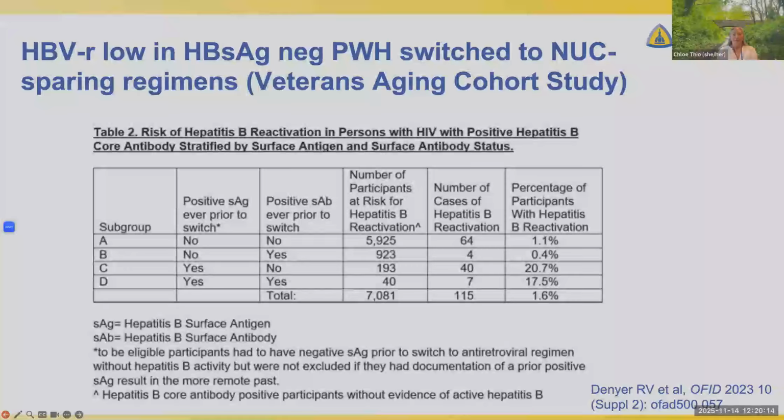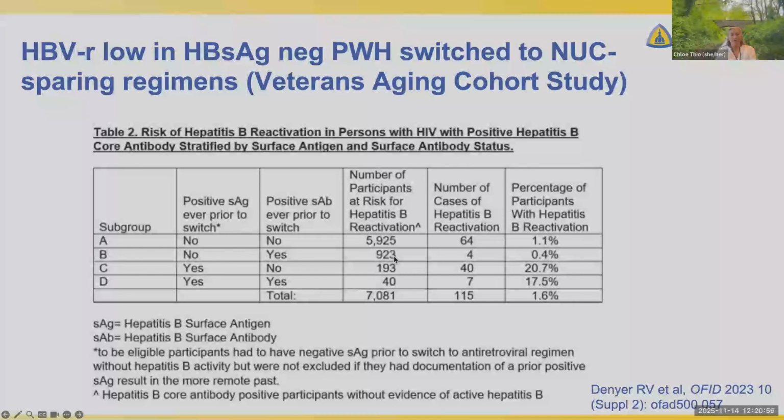And then they divided them into 4 subgroups, A, B, C, and D. They asked, were they ever surface antigen positive prior to the switch? Yes or no? Were they ever surface antibody positive prior to the switch? Yes or no? You can see the number of participants. The largest number, almost 6,000, had never been surface antigen or surface antibody positive that they could see in their records. Obviously, if someone hadn't been in the system the whole time, they wouldn't know prior to that. But at least in the records, they had never had evidence of positive surface antigen or surface antibody.